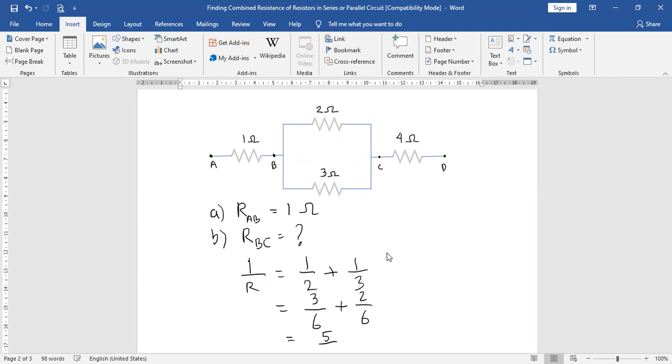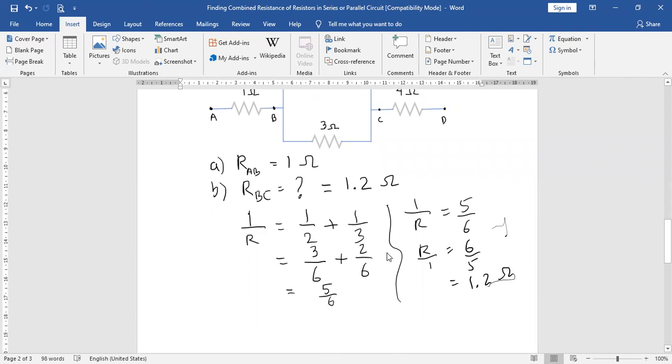5 per 6. So if 1 per R is 5 out of 6, then R per 1 is 6 out of 5, which is 1.2 ohm. So the R will be 1.2 ohm for the B1.